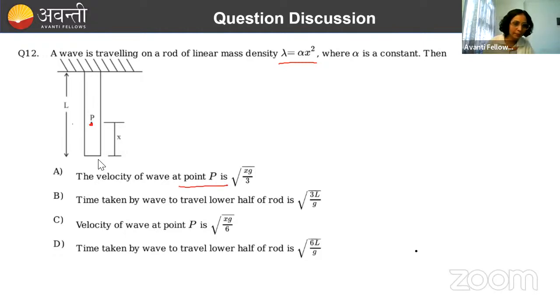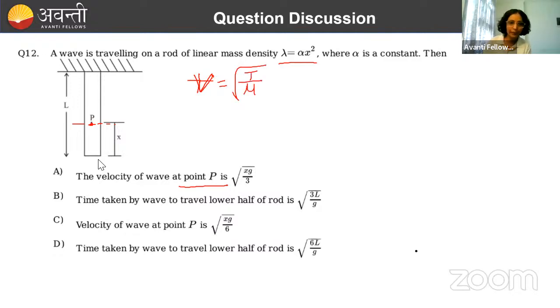Now at this point P, we have to calculate the velocity of wave. How we calculate the velocity of wave? What's the formula first? तो यहाँ पे फॉर्मूला क्या लिखोगे? वेलोसिटी का फॉर्मूला क्या होता है? रूट ओवर टी बाई म्यू.